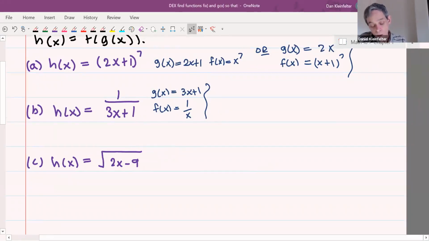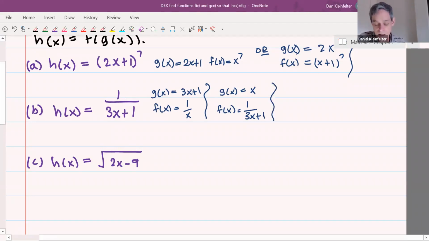I'm sure one of you has already thought, well, how about if I just make g of x be x, and then the f of x would be 1 over 3x plus 1. And sure enough, yes, that would also do it. That's actually going to give us a function whose composition is h of x. But like I said, for the task that you would truly want to perform in a calculus class, you would be trying to break down a more complicated function into simpler functions. And this middle one is not going to be very helpful in that regard.